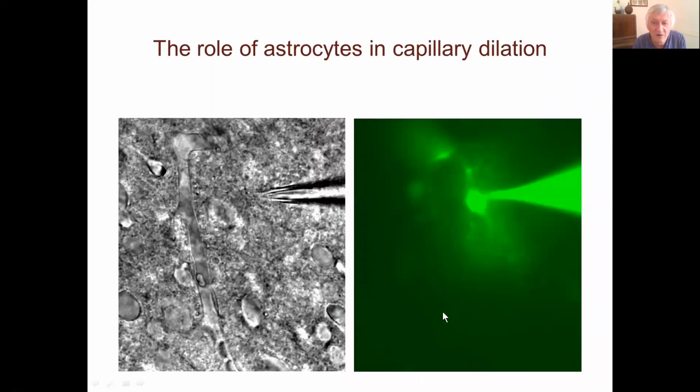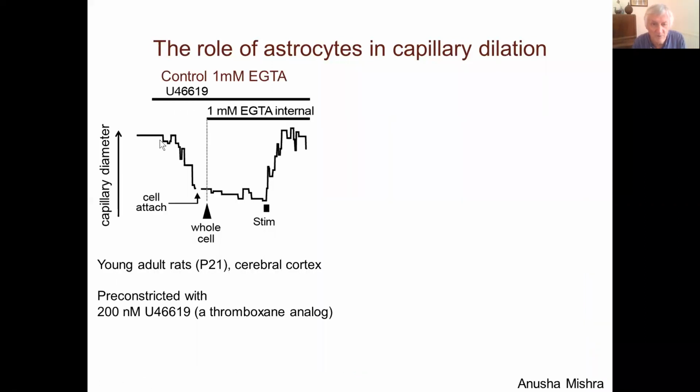So here's the experiment being done. This is a couple of capillaries in a cortical slice. There's an astrocyte under here somewhere, which you can see we filled with a green dye, and it sends an input onto this capillary over here. And we then do the following experiment. We pre-constrict the capillary with this thromboxane analog, and we then patch onto the astrocyte with a low concentration of a slow calcium buffer. And when we stimulate the axons to release glutamate, then you get a large dilation, okay?